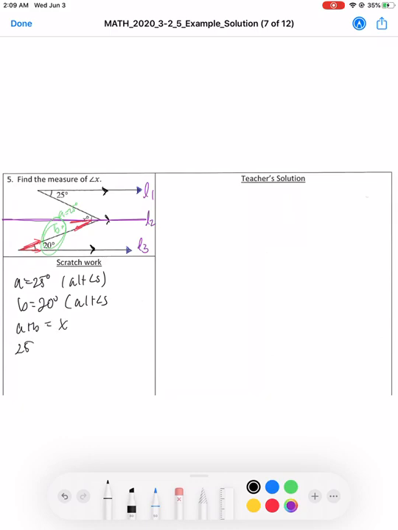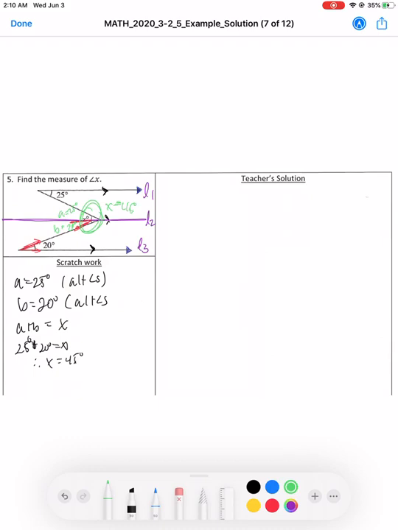So 25 degrees plus 20 degrees equals x. X is going to equal 45 degrees. Okay, so this is my scratch work. Looks like it worked out pretty well. B is 20. It's equal to 45 degrees.